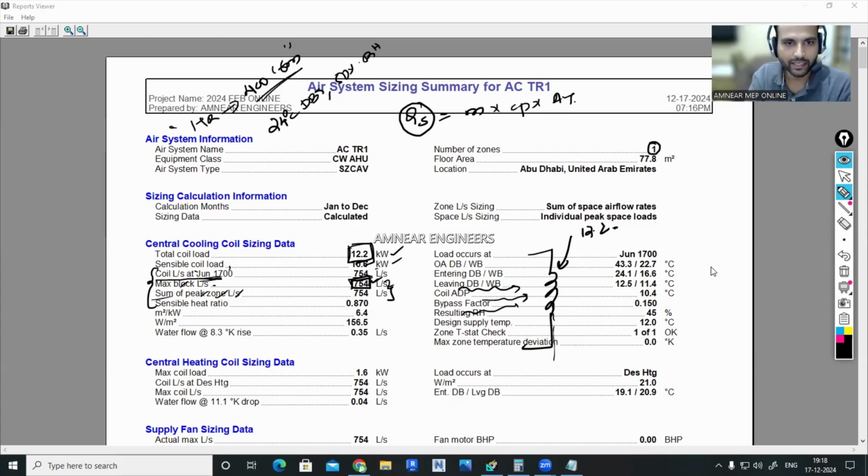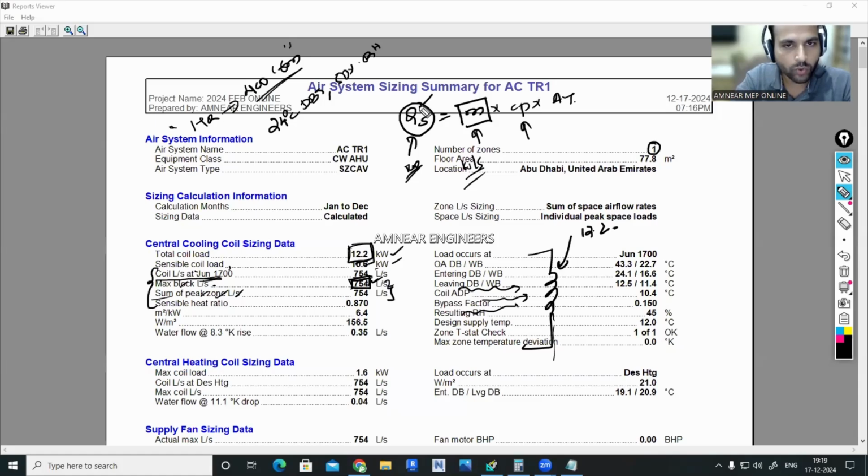Simple, right? So this value, what all factors will affect it? From this equation, Qs is the room sensible load in kilowatt. M is the airflow rate in kilogram per second. We can convert that into liter per second as well. Cp is the specific heat of air, a constant value, 1.005 kilojoule per kilogram Kelvin.